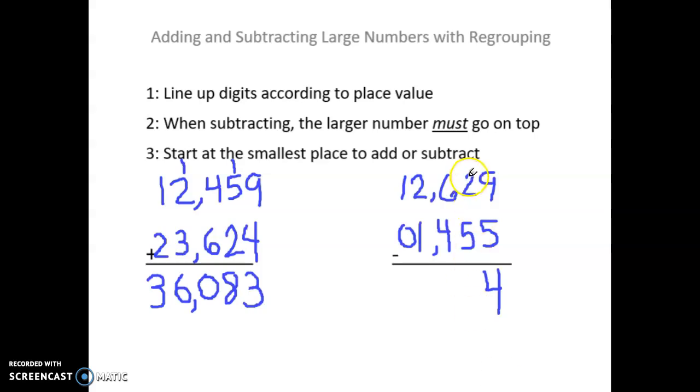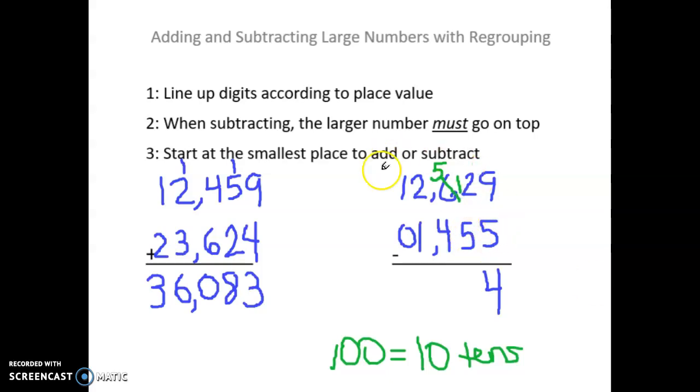In order to do that, I need to understand my place value. If I look at the 6 in the hundreds place, I know this means 6 groups of 100. I can borrow or take one of these hundreds away and break it up and give it to my tens place. I know that 100 is the same thing as having 10 tens. 10 $10 bills is the same thing as having 100 total dollars. So I'm going to regroup, or take away one of those hundreds, break it up into tens, and give it to my tens place.